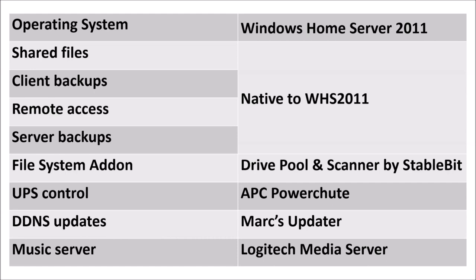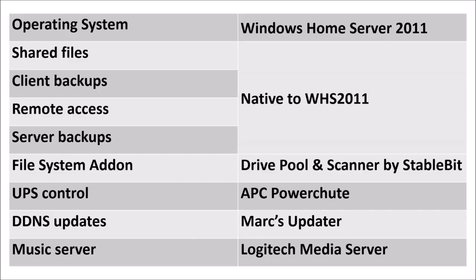This Windows Home Server 2011 needed a product to add a feature that was on Windows Home Server, but they had dropped it in this one. That was to combine all the hard drives that you had into one pool and use them as one large drive. So I did have that add-on.